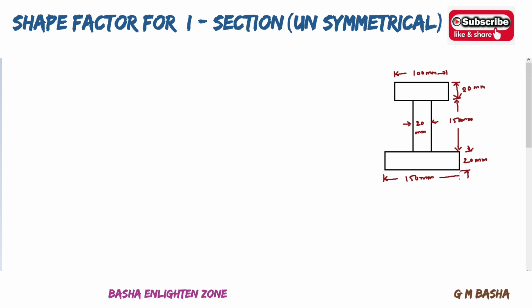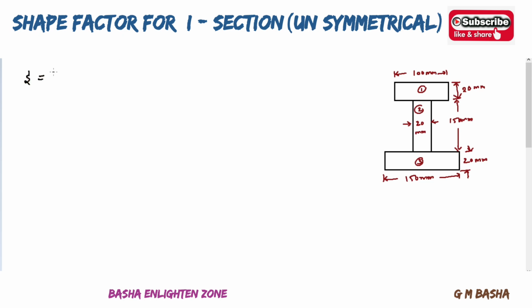In the last example I took around 200 by 250 overall height, but here it will be different. For section 1 it will be 100 by 20, section 2 150 by 20, and section 3 20 by 150. So it will be in an unsymmetrical manner. For this also you have to find the shape factor in the same way, but there will be a small difference.